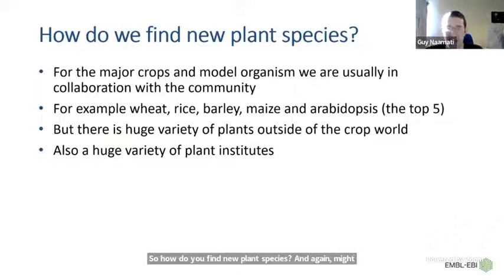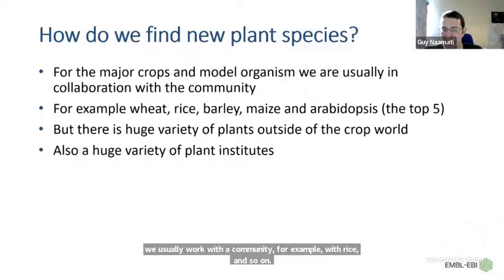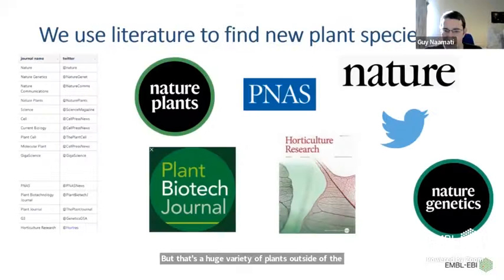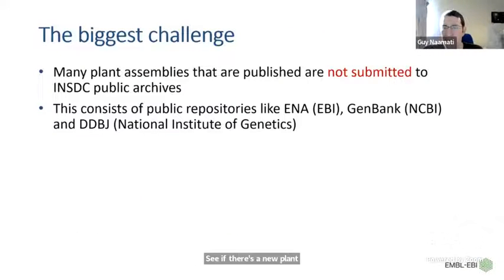And this is something interesting for you, and something I can also encourage you to ask questions about and see how we can start this. So for major crops, model organisms, we usually work with a community, for example, wheat, rice, and so on. But there's also a huge variety of plants outside of the crop world, a huge variety of plant institutes. And what we mostly do is just try to read the literature, see if there's a new plant species, new plant genomes coming out. And here we have quite a big challenge, which I just want to talk briefly about.